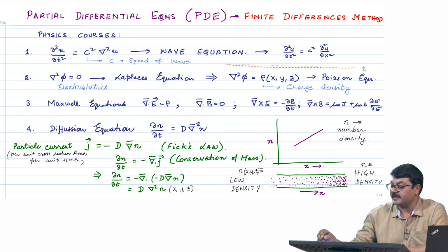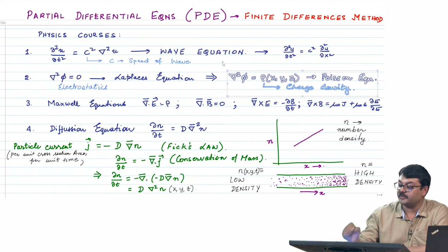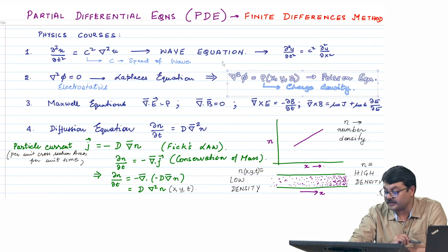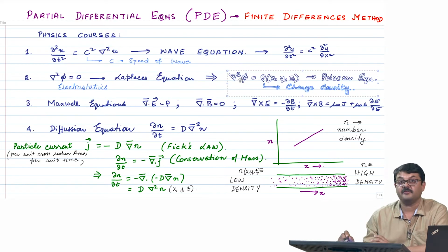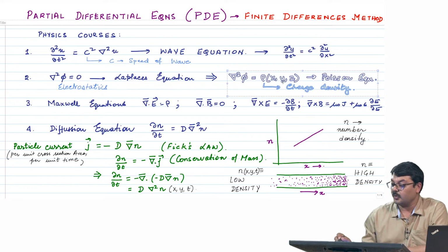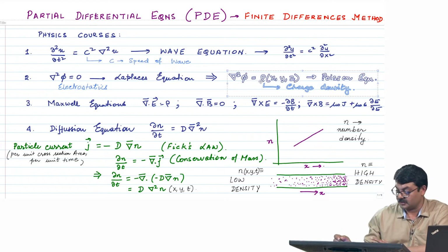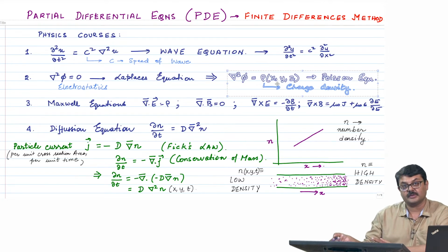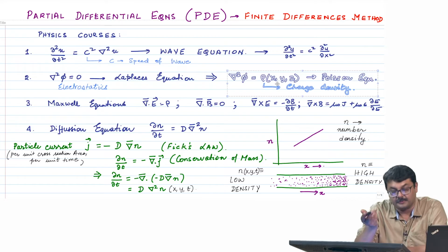In more general, in electrostatics, you would have come across the so called Poisson's equation, which is grad square phi, phi again being the electrostatic potential, equal to rho x y z, the charge density as a function of x y z, and you can solve this equation at the points where there is a charge density to calculate the electrostatic potential.